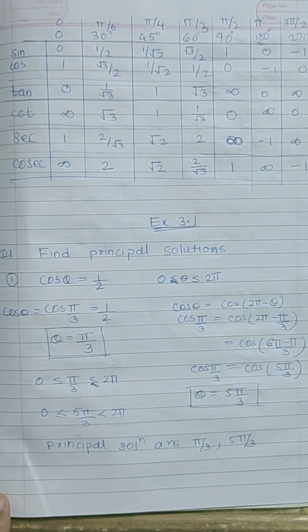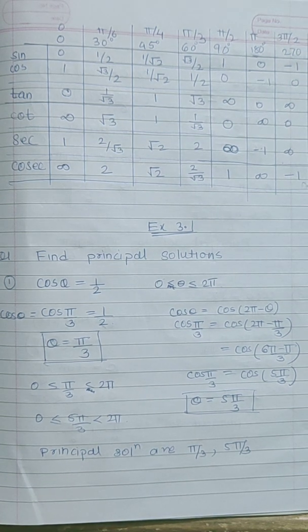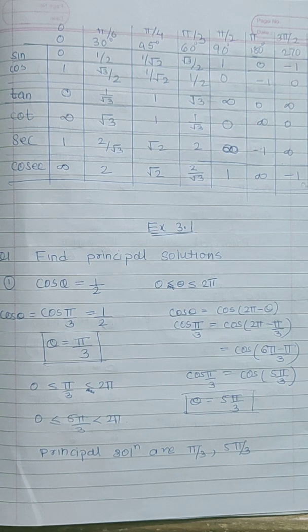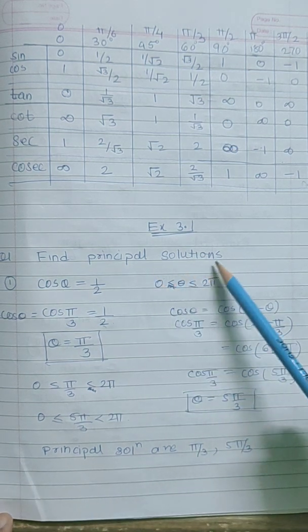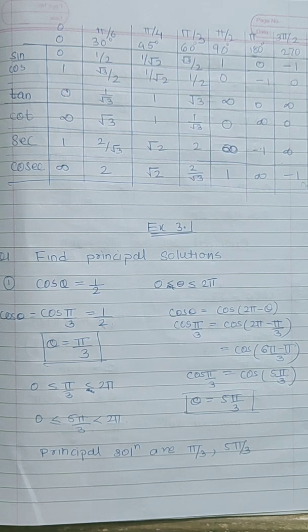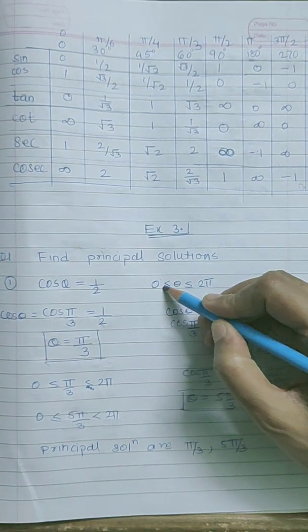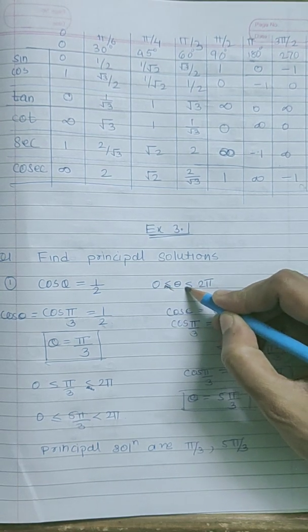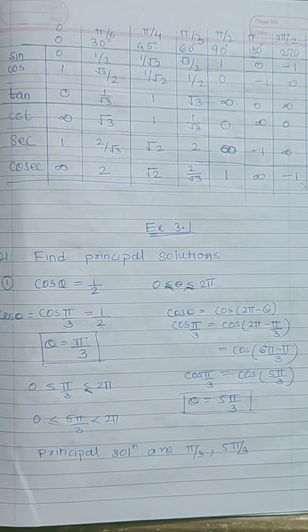Okay. Now the first part is to find the principal solution. So we will see the first exercise, 3.1. The first question is to find the principal solution. Okay, so always remember for the principal solution, the solution must be between 0 and 2 pi, means between 0 and 360 degrees.